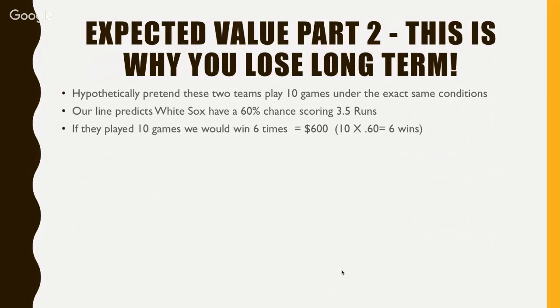So how we calculate that, as far as sports betting goes, if we play 10 games, we would win 6 times. How do I come up with that? If we're playing 10 games, you have to convert 60%. So you have to move the decimal 2 spots. So it'll be 10 times 0.60, 6 wins. We're just assuming it's a $100 bet. 6 times 100, we win $600. Does that make sense?